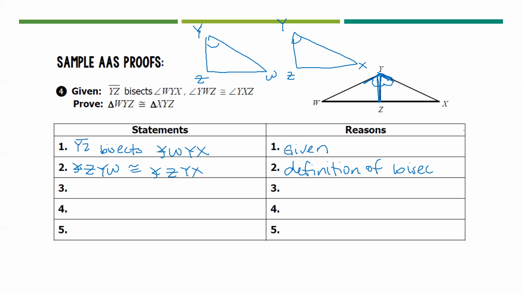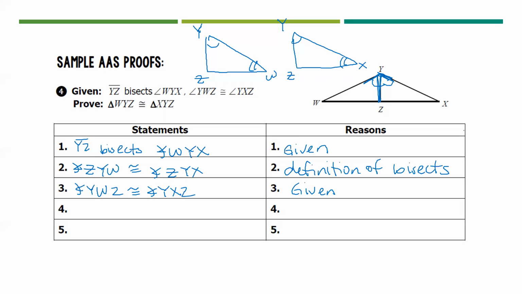Again, I have to use 3 letters to name those angles since angle Y is in both. If I said point to angle Y, you wouldn't know which triangle to point to. So you have to name it with 3 letters. Now I know that angle YWZ is congruent to angle YXZ because that was given to me. So I'll mark that in the picture. YWZ is congruent to YXZ.